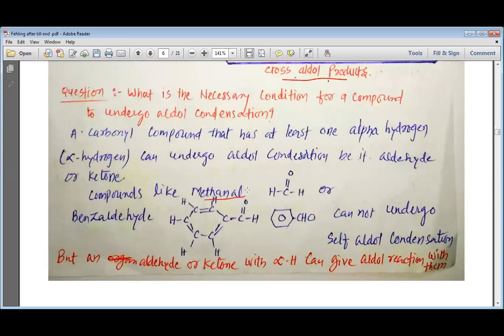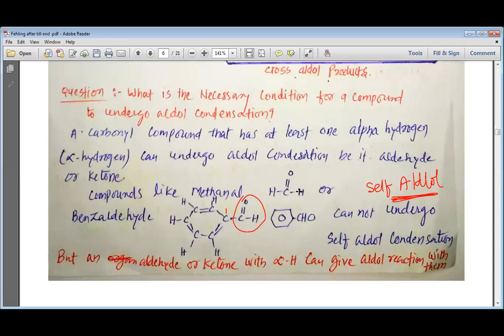Compounds like methanal, you can see here, there is no alpha carbon, so there is no alpha hydrogen, as well as the benzaldehyde. You can see the structure of the benzaldehyde. In the structure of the benzaldehyde, the carbon where the CHO group is bonded does not possess any hydrogen. And that is why in methanal and benzaldehyde, there is no alpha hydrogen present, and that is why they cannot go self-aldol. Please remember that methanal and benzaldehyde cannot undergo self-aldol condensation.